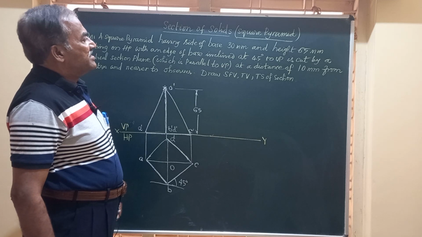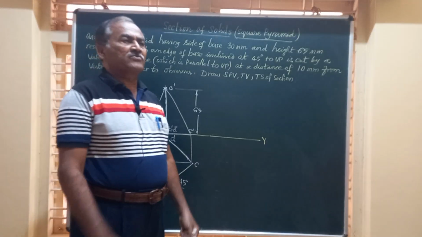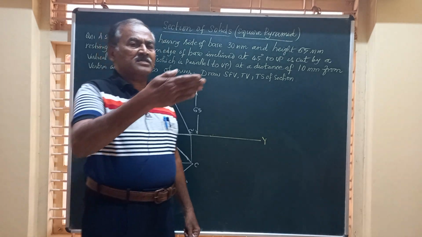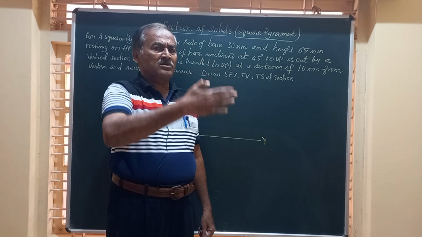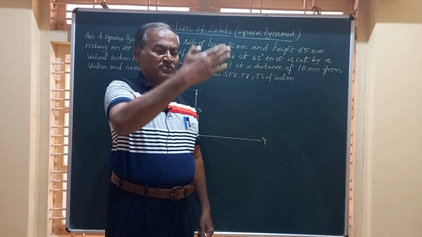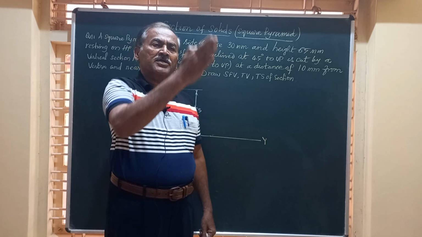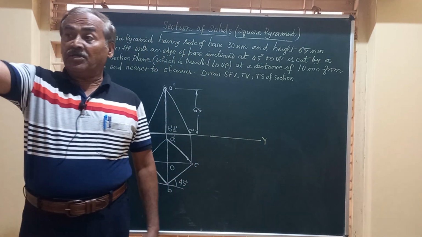is cutting the solid. A vertical section plane, friends, a vertical section plane is just like a vertical thin plate, a thin blade which is perpendicular to HP, or it could be even at an angle to HP.